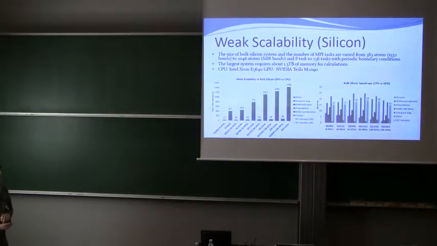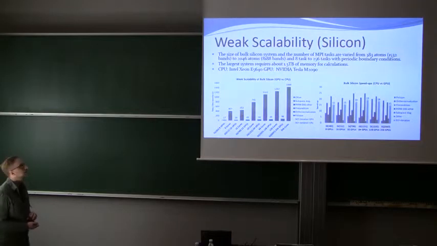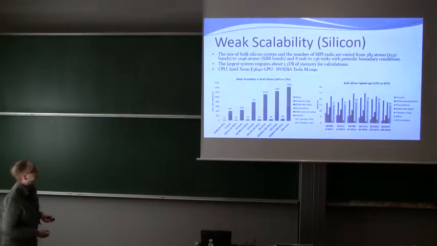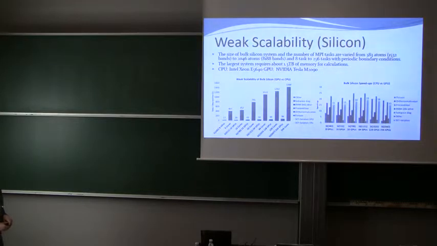And here is another big scalability graph using bulk silicon. So we start with a small bulk silicon system using 8 GPUs. And then we increase the size of the system to over 2,000 atoms with over 8,000 bands in the calculation. And the largest system uses 256 GPUs, requires over a terabyte of GPU memory for the calculations.